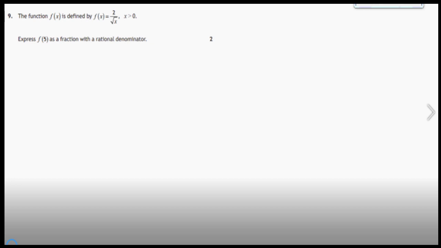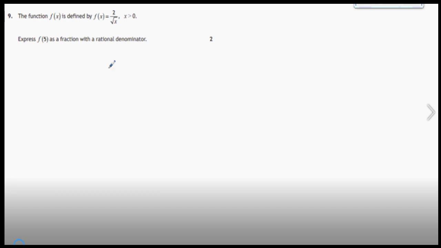The function f(x) is defined by 2 over the square root of x. Express f(5) as a fraction with a rational denominator. So two things going on. We've got to substitute in here, and then we've got to rationalise the denominator.